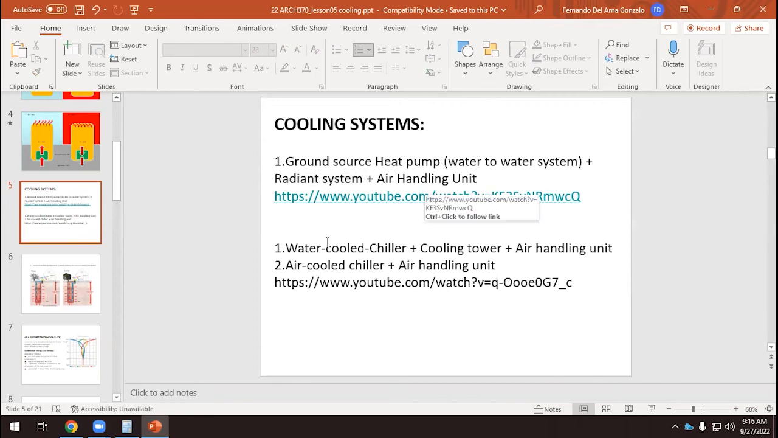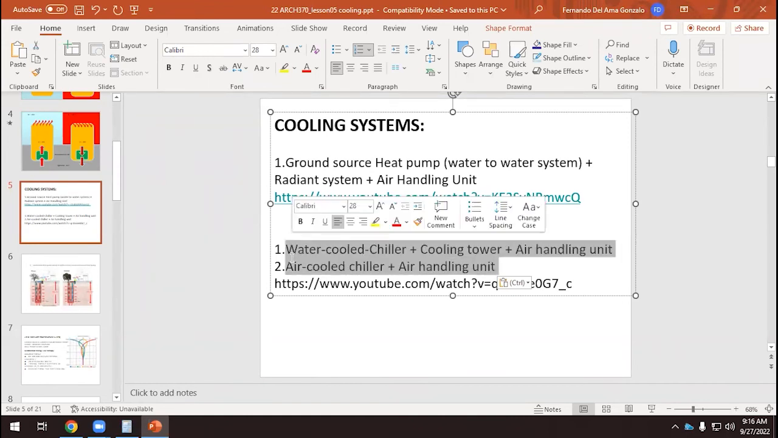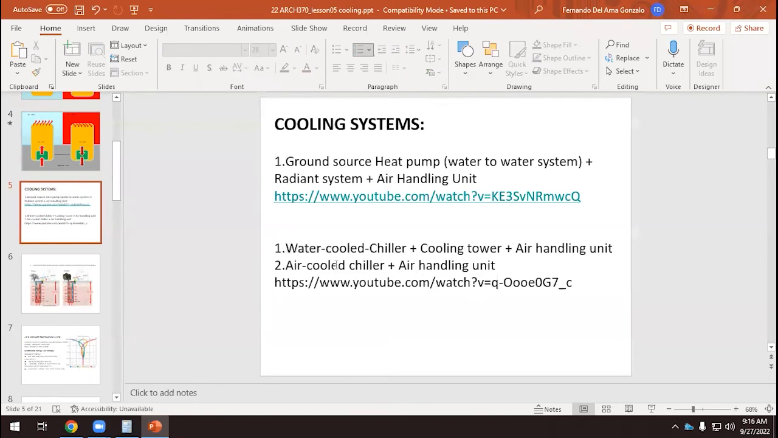We have the ground source heat pump, and then we have the chillers, water cooled or air cooled, connected to the air handling unit. So everything is a heat pump. Air cooled chillers are heat pumps, water cooled chillers are heat pumps, but they work only for cooling. The ground source heat pump will work for cooling and heating. Okay, so that's the only difference. But I would do this.